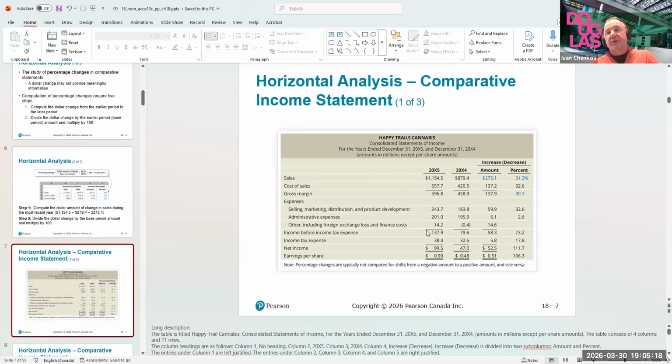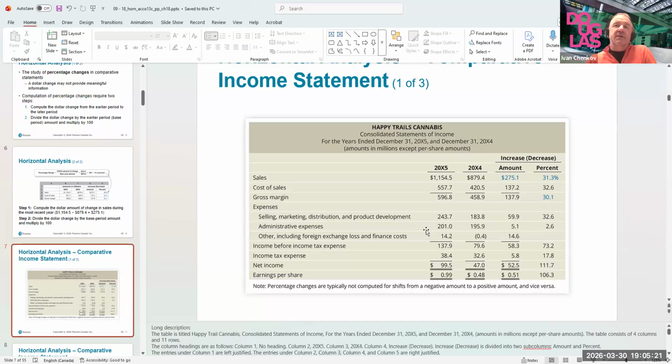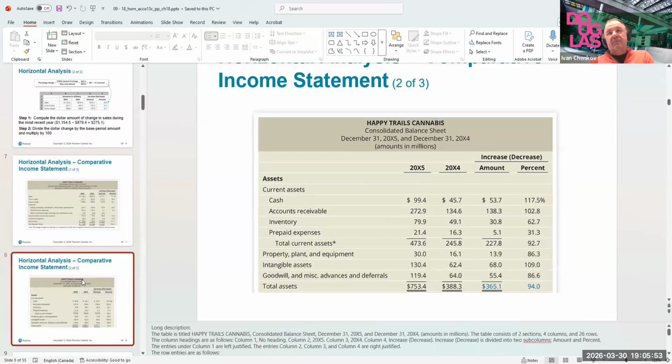And then we can simply do the comparison line by line on the financial statements, starting again with the statement of income. We can see here the sales going up by 31%, cost of sales going up by 32%. So overall, we're going down to 30%. Then we start expressing one year versus another year in terms of percentages. We can express this as a dollar amount as well. That was for the income statement.